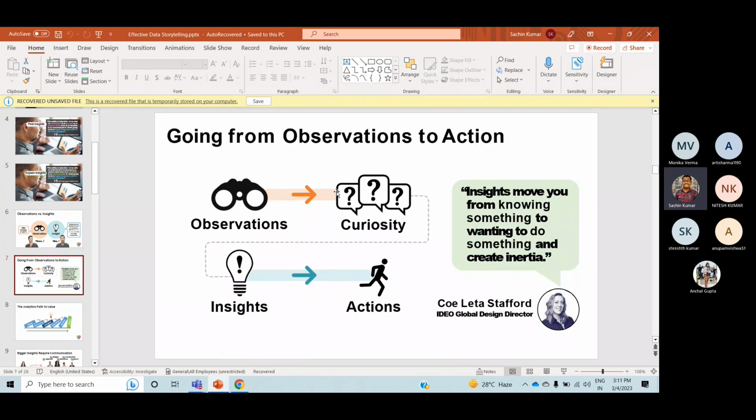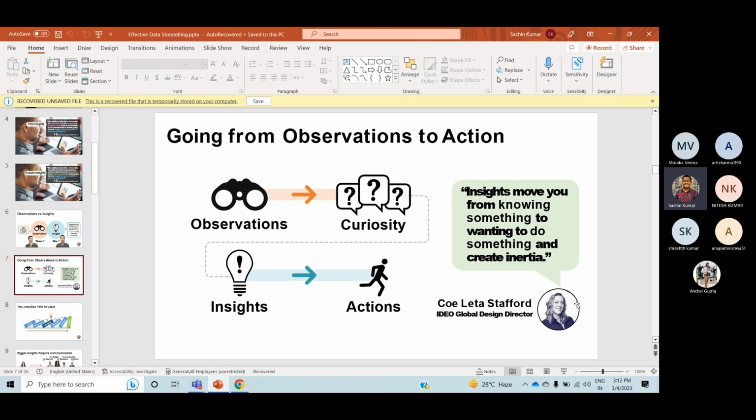Going from observation to action, observation is just observing things, and the next step is curiosity to learn more about the things you have learned, and the next step is insights. After observing the data and finding the data, you have to give the insights about the data, and the next and main step is that you implement it and take action.